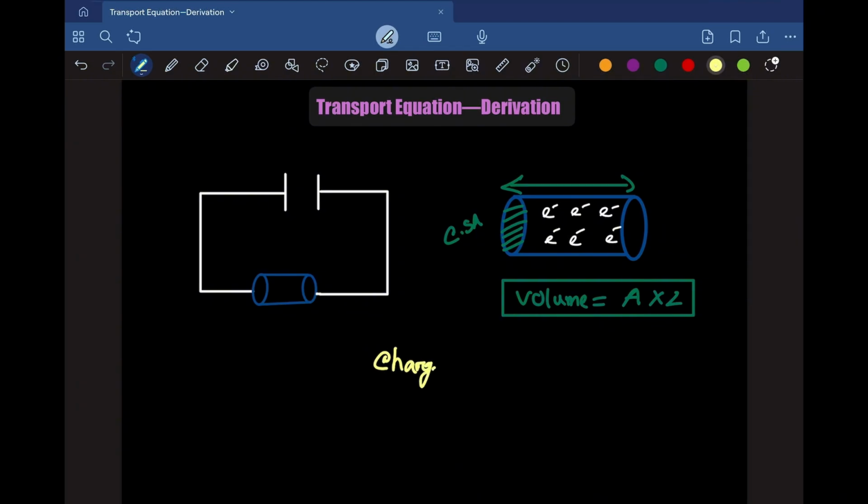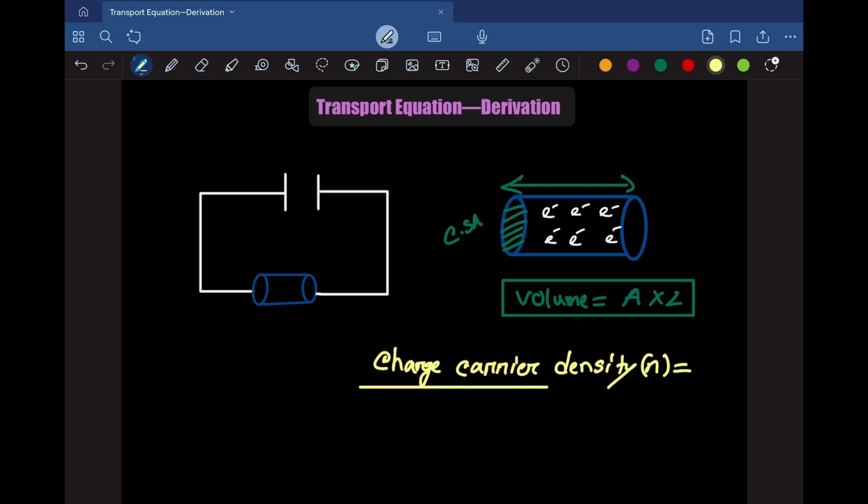So this is charge carrier density. So what is actually charge carrier density? We know density, right? Whenever you hear about density, you know density is equal to mass divided by volume. But we are not talking about the density of mass right here. We are talking about the density of charge carriers.